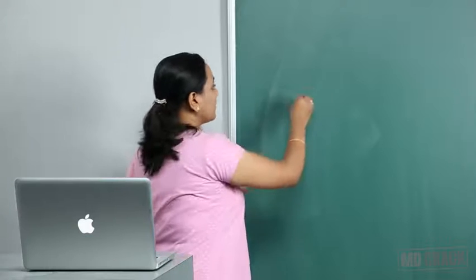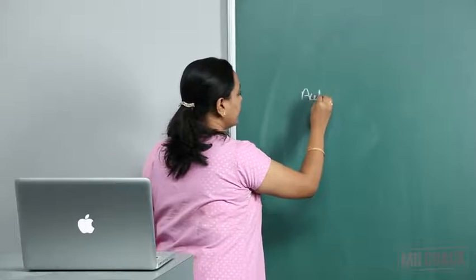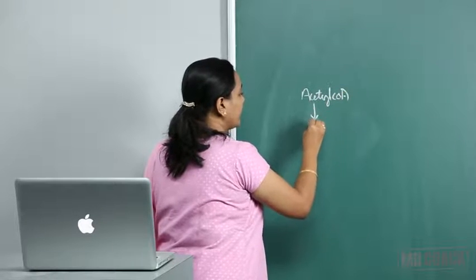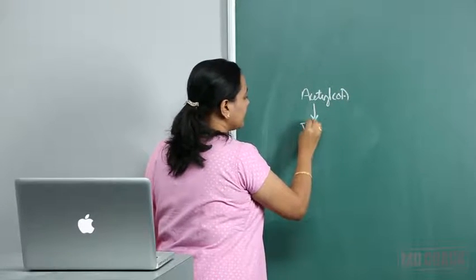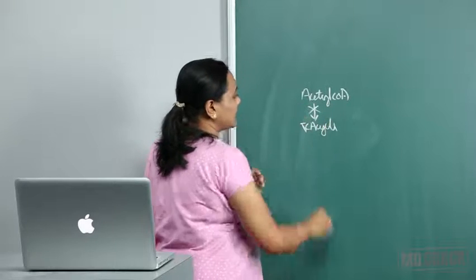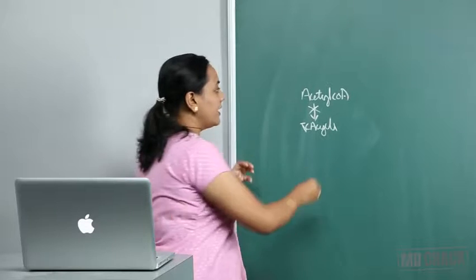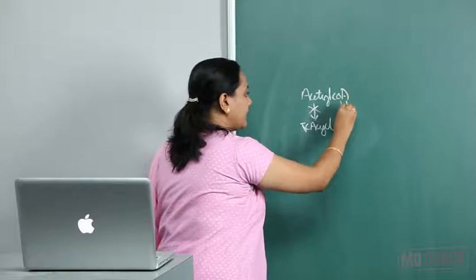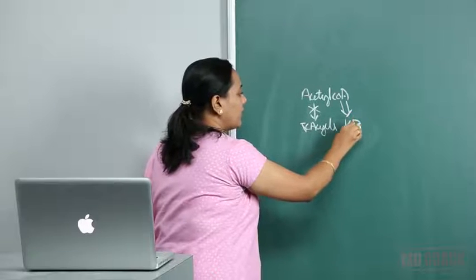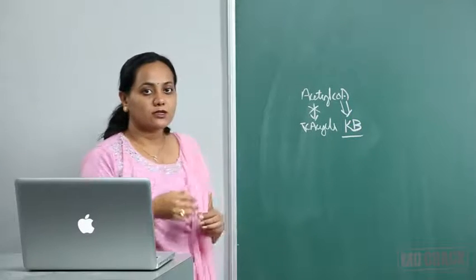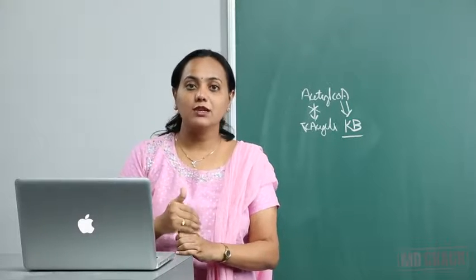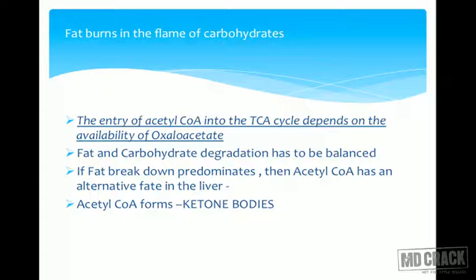So, acetyl-CoA, I write it here, now it cannot enter into the TCA cycle. Why? There is no oxaloacetate. It is not able to enter. It goes into an alternative pathway, and that is ketone bodies. So the main topic for this session is ketone bodies.